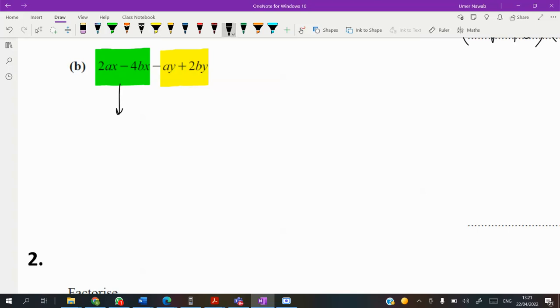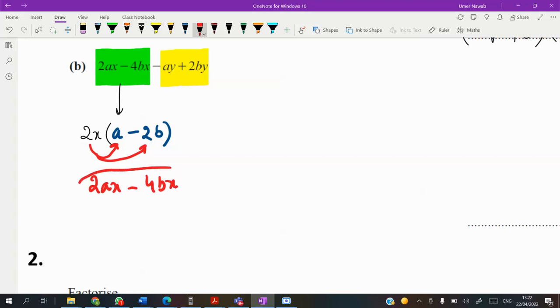So guys, check the first two. It has 2x common. So when I take the 2 outside and x common, what will be left in the first term? In the first term, I will be left with just a minus. So 4 divided by 2, it is 2 left here inside, and x is gone, so p left. If you want to check that my factorization is right, multiply them and expand them and check that you are getting the same thing from where you did this factorization. So you get 2ax minus 4bx. Yes, my factorization is right because my answer after expansion is matching the original expression.